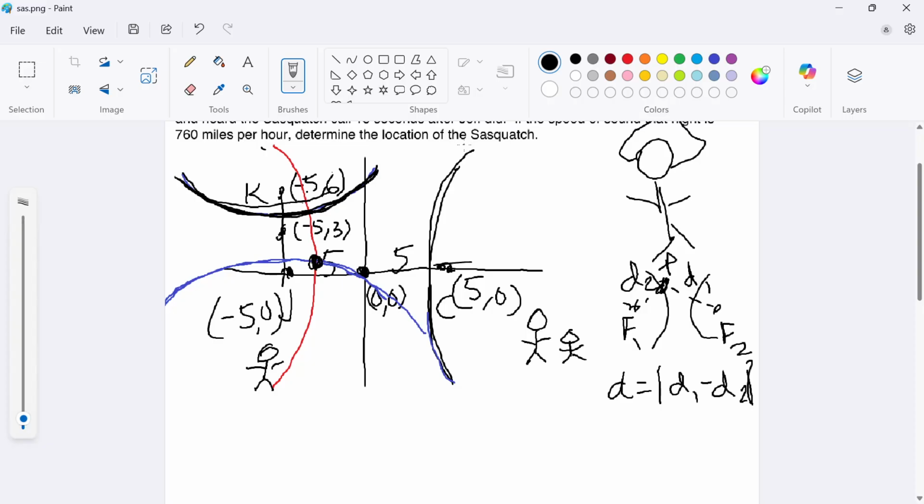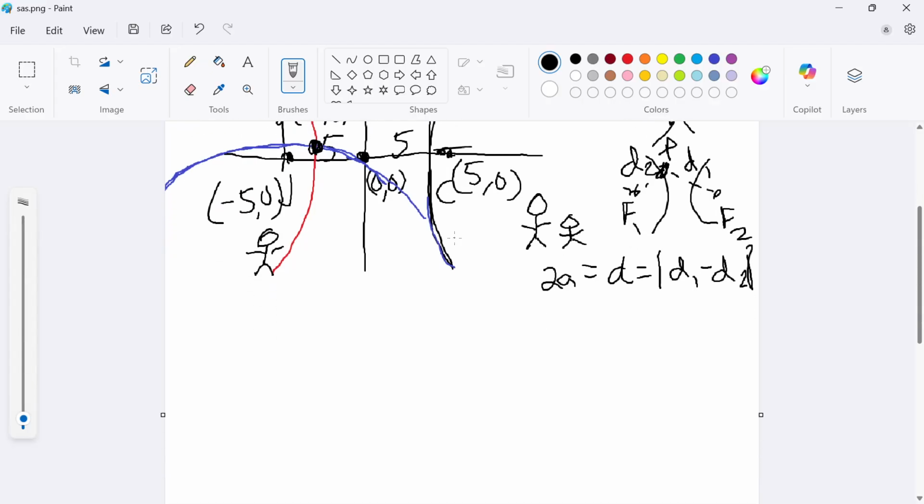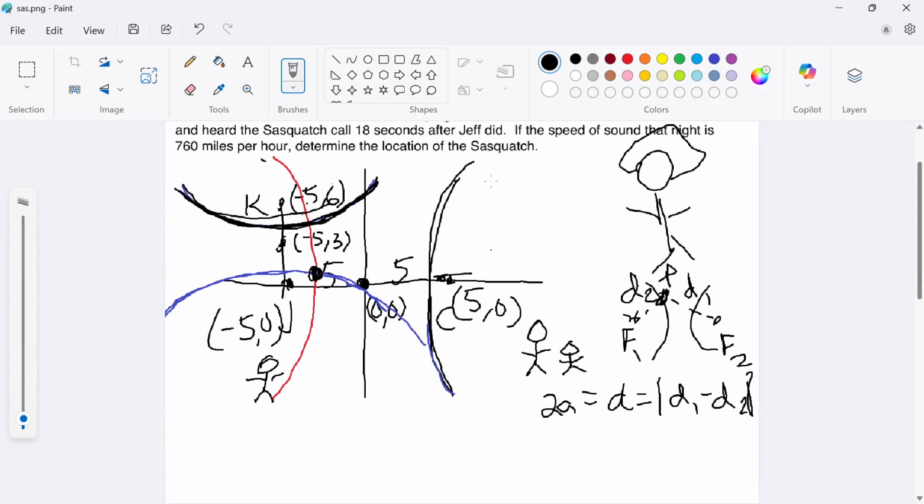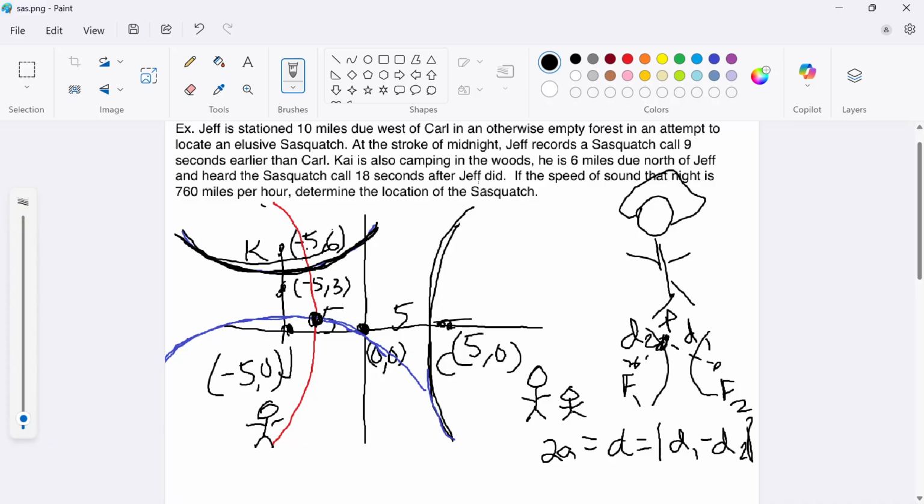So that's D. That's the difference of the distance between the one focus and a point and another focus and a point, and that equals 2A. You can look up how that works on your own if you would like, how to derive that formula. But that's 2A. What is A in a hyperbola? A is the distance between a vertex and the center.